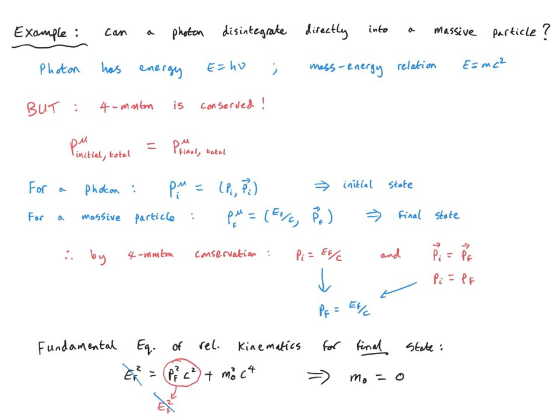So indeed, we've proved, using the conservation of four-momentum, that a photon cannot disintegrate directly into a massive particle. The products of the reaction must also be massless. For a given total energy E, producing mass requires decreasing the momentum, but the momentum is conserved, and the energy is also conserved. Therefore, this reaction is not a possible reaction.